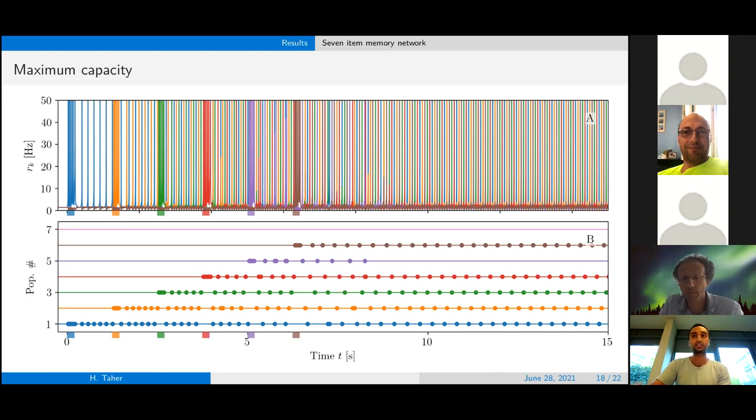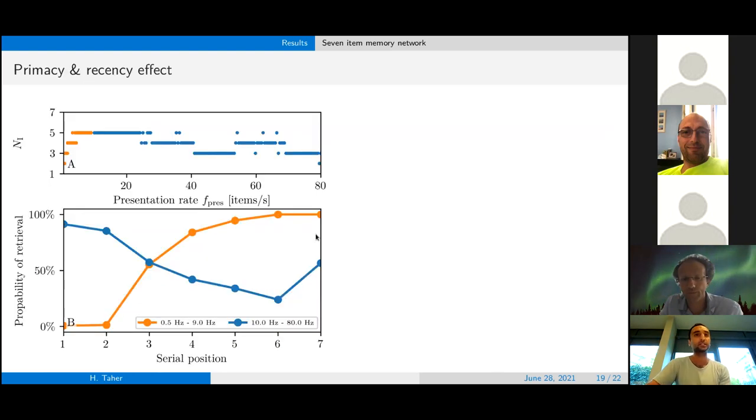And to figure out a bit more precisely what this limit is, to study it systematically, we can use this neural mass model and check how many items remain in memory after some time when using different presentation rates, so using shorter or longer times between these item presentations. And this is what you see here. So we have presentation rates from 1 to 80 hertz. The orange dots correspond to slow presentation, up to 9 hertz, I think. Yes. The blue ones to fast presentation. And we see here the number of items which remain in the memory. And we see the maximum is 5.